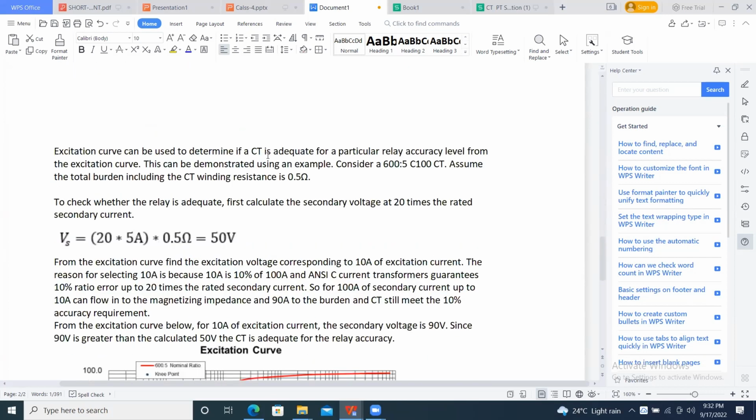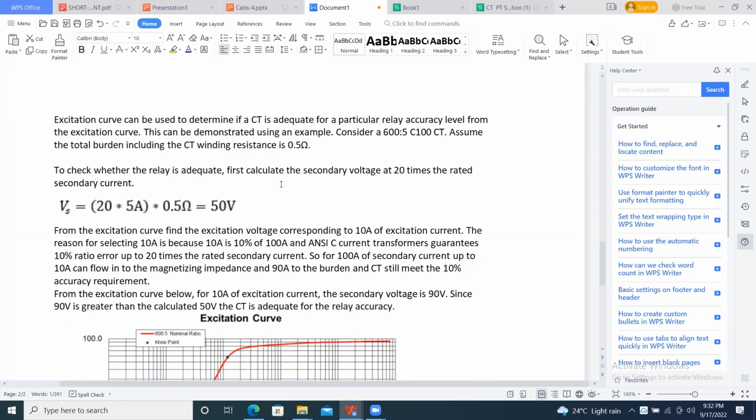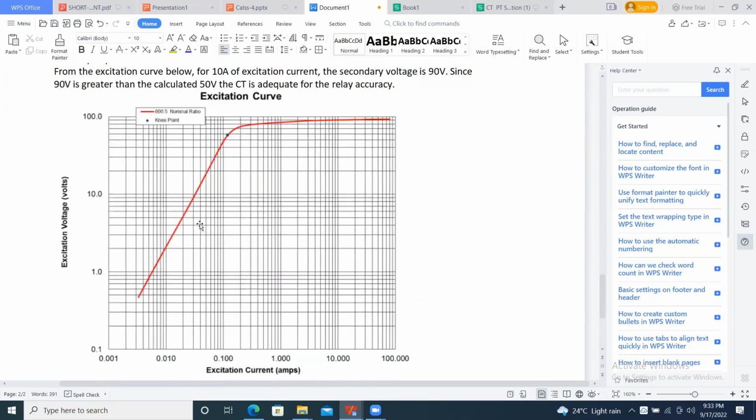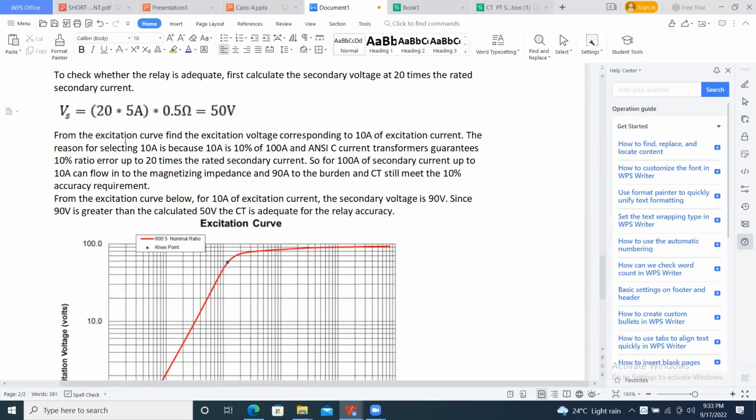And this excitation curve can also be used to check if a CT is adequate for the particular relay accuracy level. Like suppose I am considering a 600 is to 5 C100 CT, which is a class of CTs used in abroad projects. Assume the total burden of the CT winding resistance is 0.5. To check whether the CT is adequate, first calculate the secondary voltage at 20 times the rated secondary current, which is 50 volts. From the excitation curve here, find that 50 volts, find the excitation voltage corresponding to the 10 amps of excitation current.